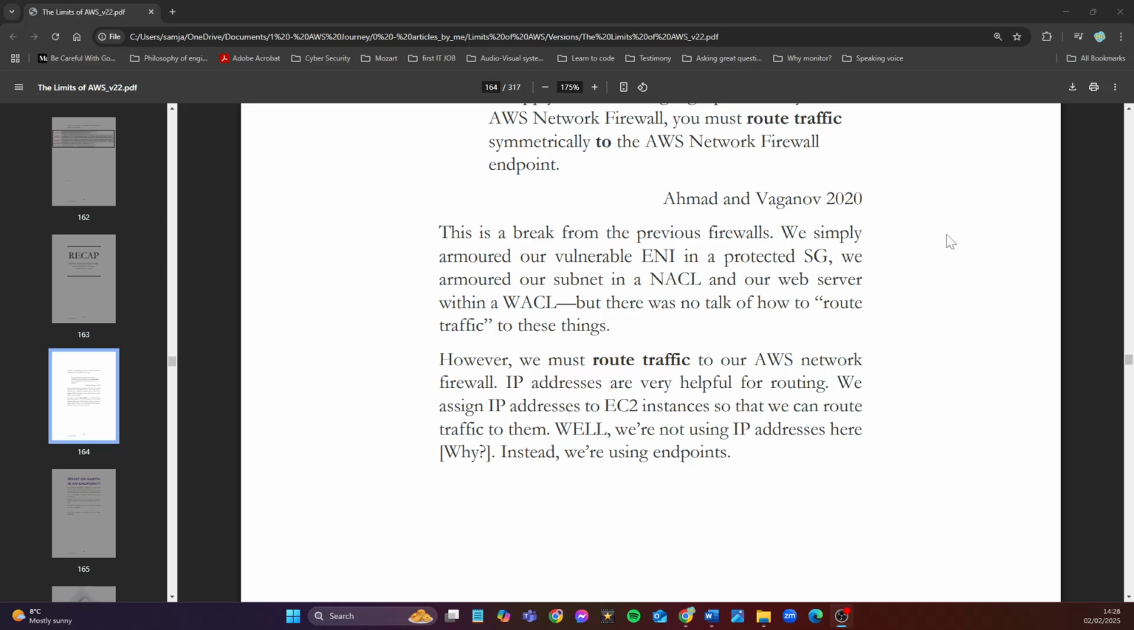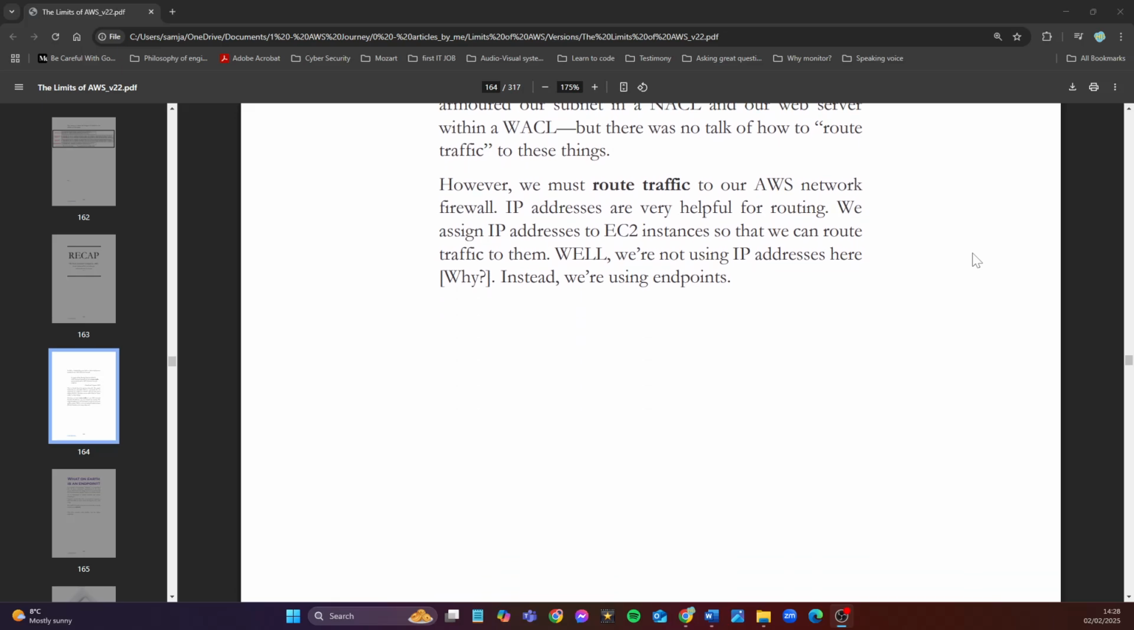We simply armoured our vulnerable ENI in a protected SG. We armoured our subnet in a NACL and our web server within a WACL, but there was no talk of how to route traffic to these things. However, we must route traffic to our AWS Network Firewall.